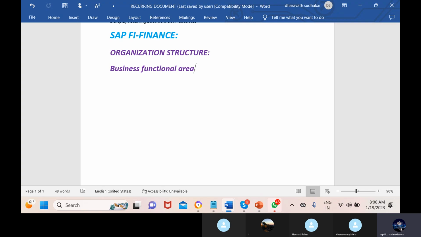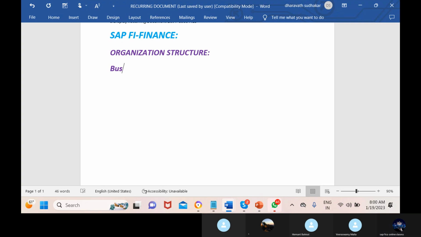In controlling, we use cost center to analyze cost, but in finance, we use business functional area to define the cost. Here we'll define only the expenses, so how much we are spending. We'll not take care of what we are getting, like incomes or revenues.